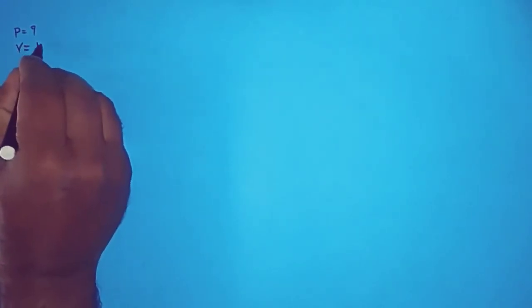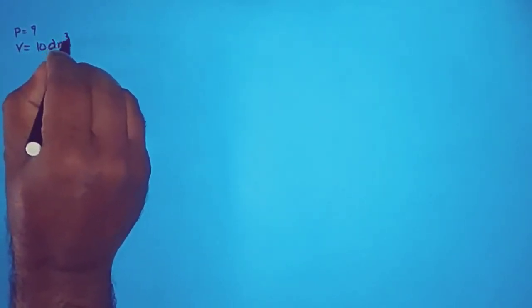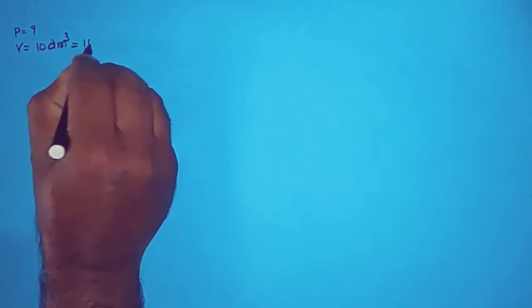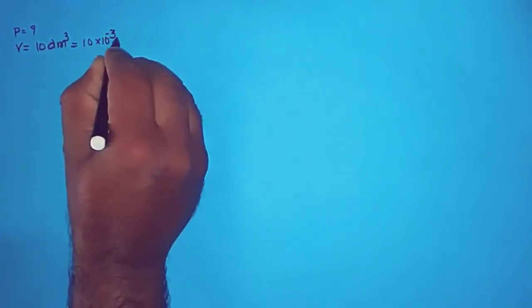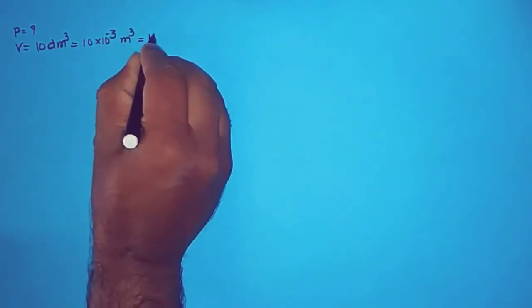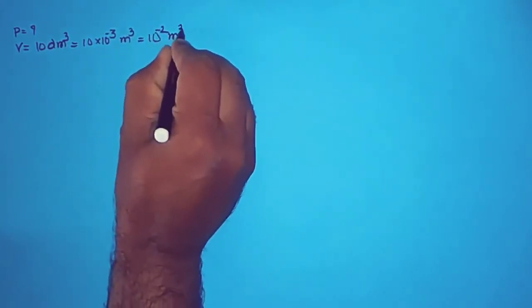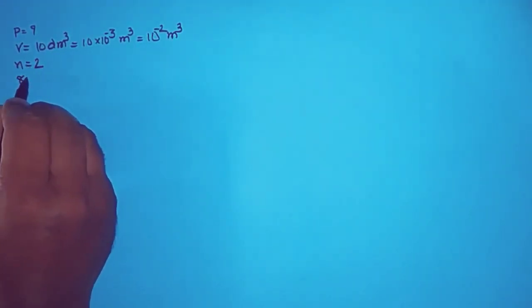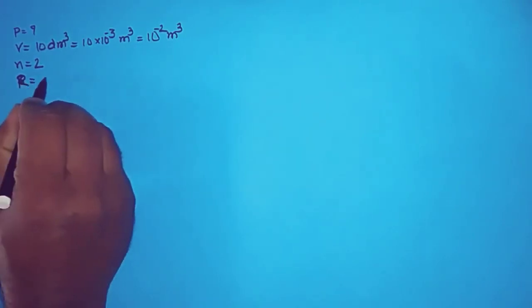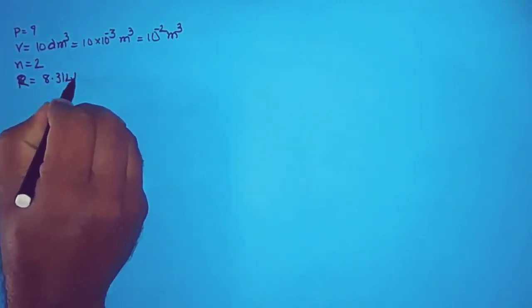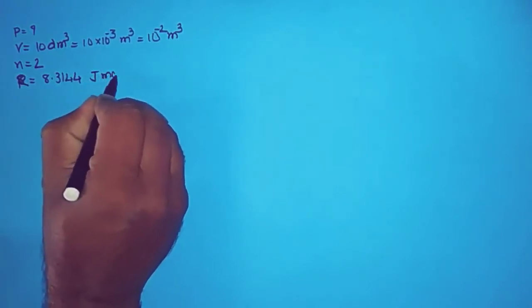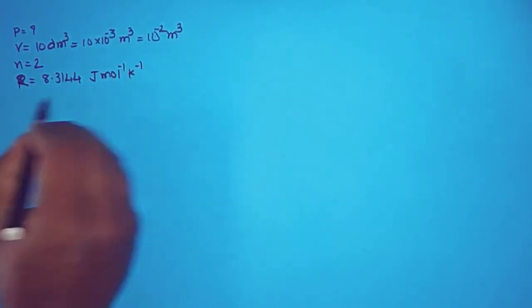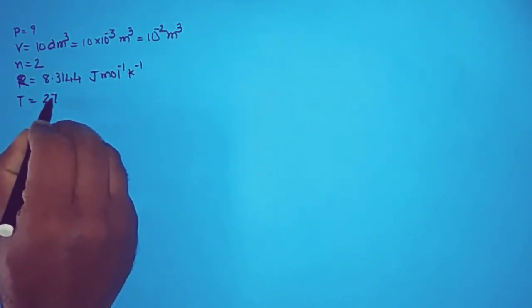Now over here, first we have to calculate the value for pressure. Volume is given in dm cube, so we'll convert this to meter cube by multiplying it by 10 raised to minus 3. So volume becomes 10 raised to minus 2 meter cube. Then n equals 2. The value for gas constant R we will consider as 8.3144 joule per mole per Kelvin, and temperature is given as 273 Kelvin.